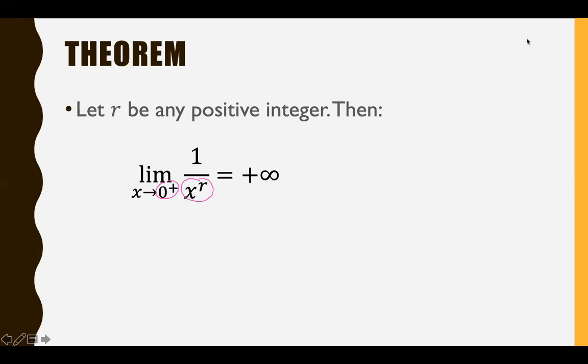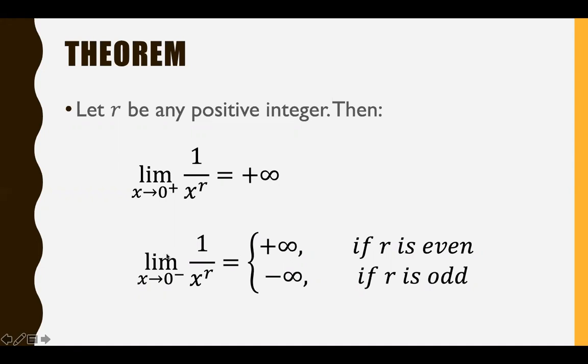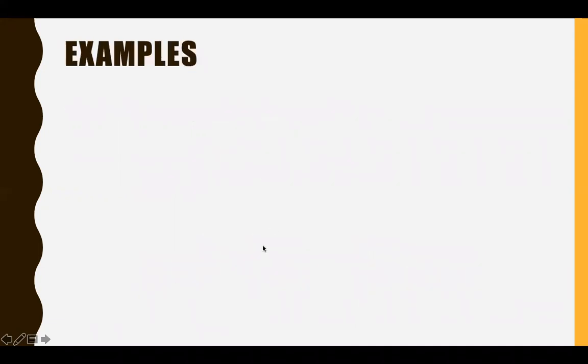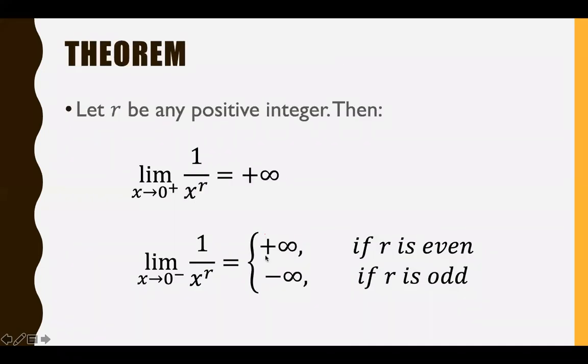Well, I'll emphasize that one later on. So this is the first theorem under infinite limits. The second theorem is here. The limit of 1 over x to the power of r as x approaches 0 from the left will be positive infinity if r, which is the exponent of the rational function, is an even number. And the limit of 1 over x to the power of r as x approaches 0 from the left is equal to negative infinity if r, which is the exponent, is an odd number.